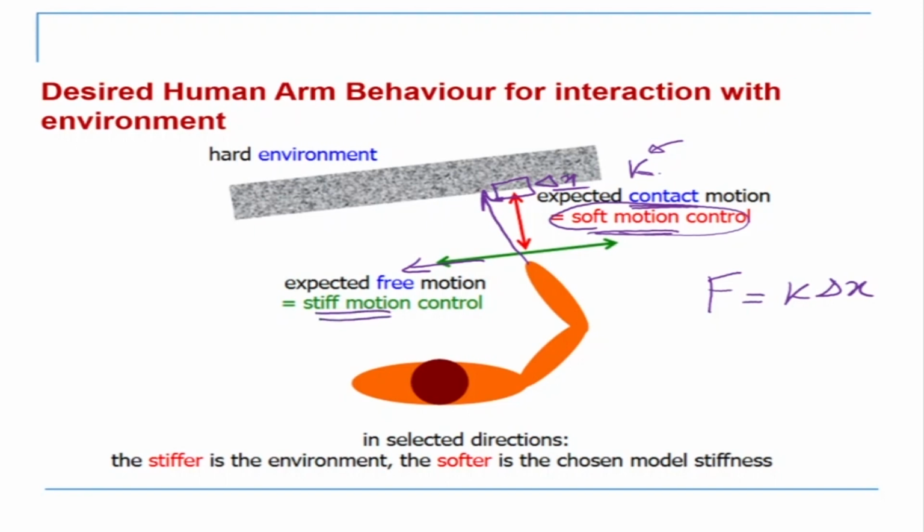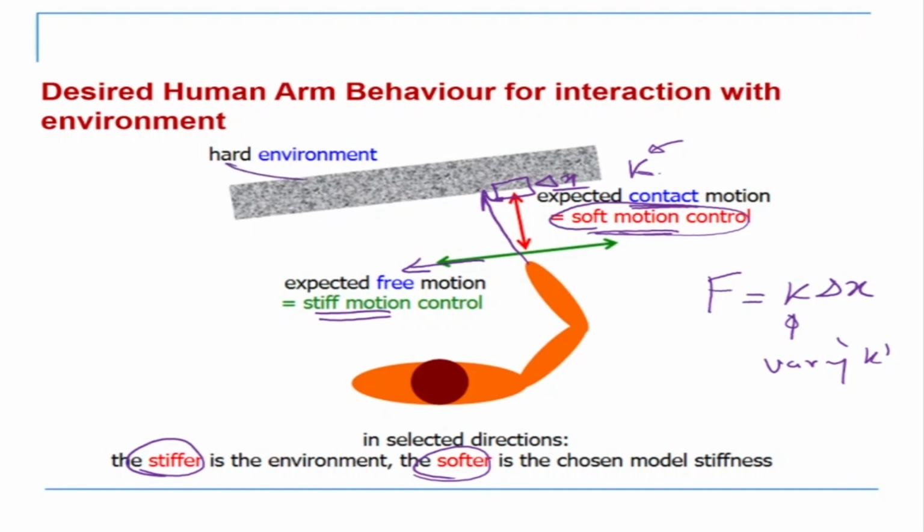Okay. So basically, by varying the K value, high K or low K, we can make it stiffer or we can make it softer. Our hand can behave, or the motion control itself can be soft or it can be stiff, depending on whether you're hitting a hard environment or you're in a soft environment.